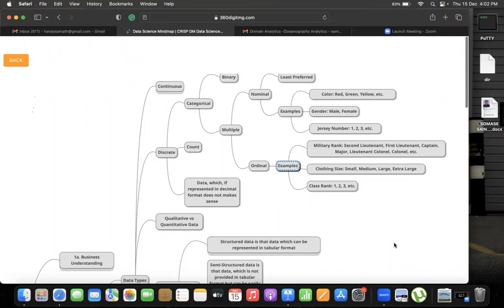Then we have some examples. For example, gender, color, and numbers. In the multiple ordinal, we have ranks. So for the military ranks, we have second lieutenant, first lieutenant, captain, major, colonel, etc.